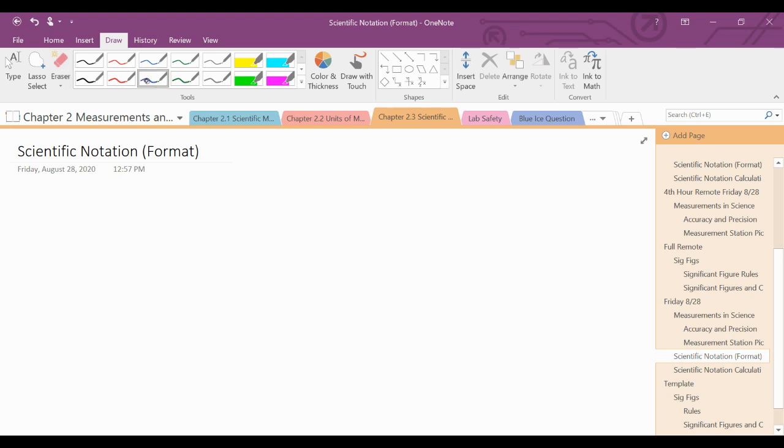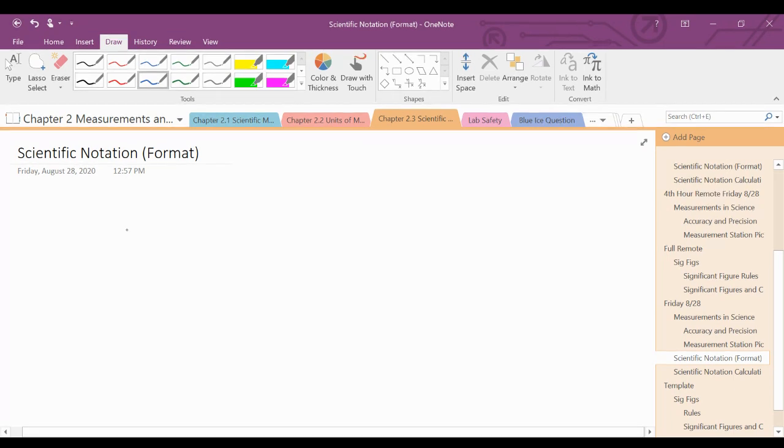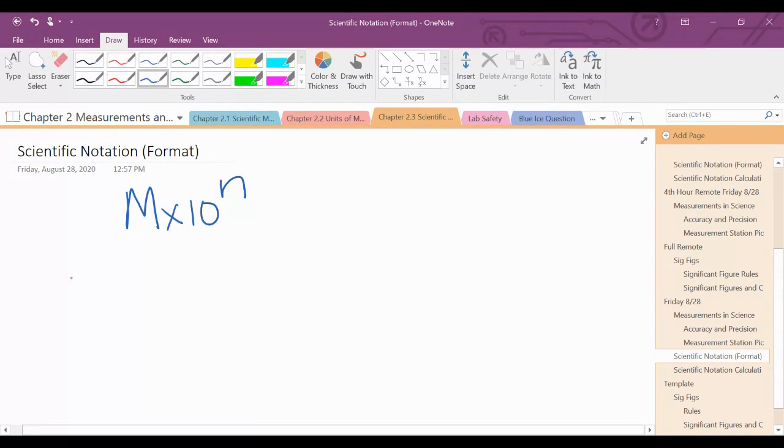Today we're going to talk about scientific notation. We'll go over the format and some examples. So we use scientific notation to show really large numbers or really small numbers. So the format is m times 10 to the n.